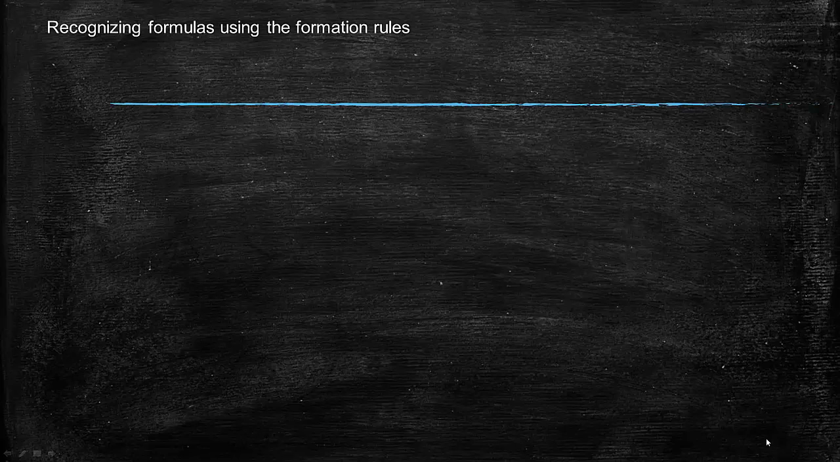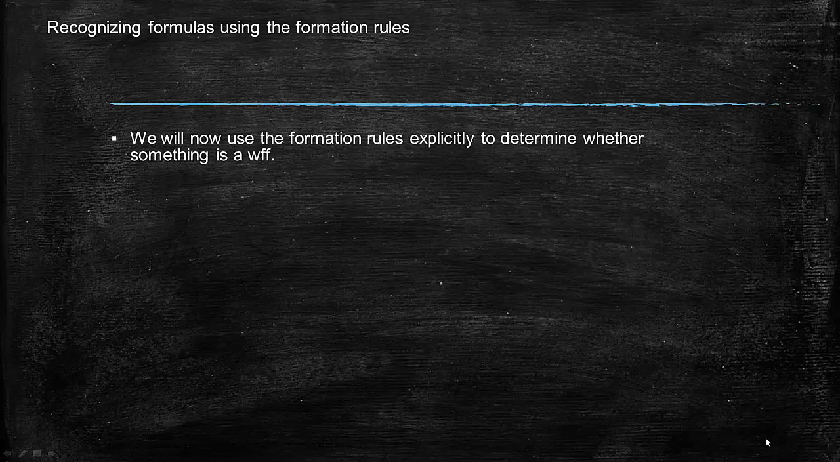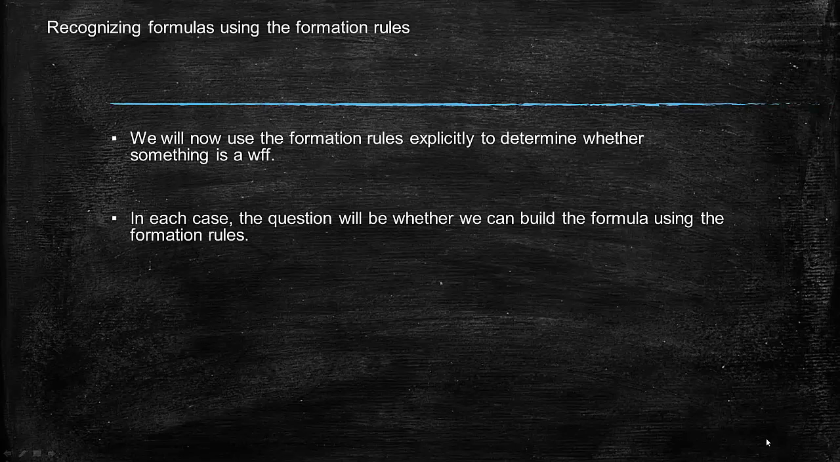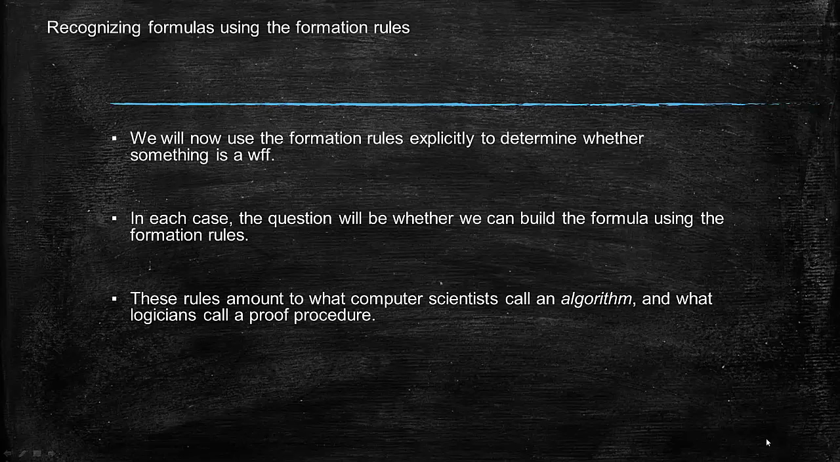All right, so now we'll use the formation rules to figure out whether certain things are wffs or not. It's something we've been doing intuitively, and now we'll do it formally, straight up. In each case, what we're going to do is try to build a particular formula using the formation rules. If we can build it, then it's a wff. If not, then it isn't. This is what computer scientists call an algorithm. It's a procedure that is guaranteed to produce the result, and what logicians call a proof procedure.